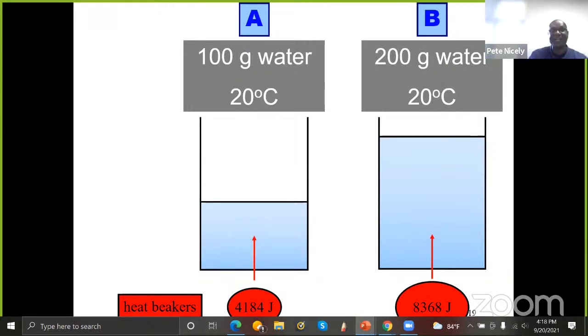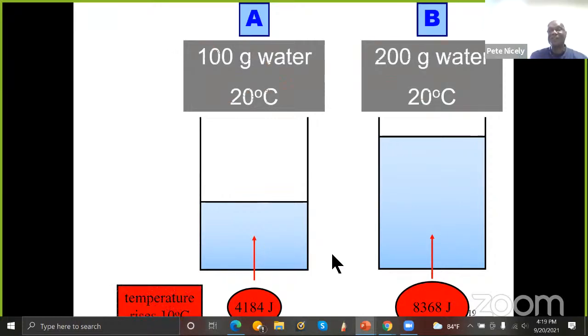In this case, we apply 4,184 joules of heat to the 100 grams of water, and we apply 8,368 joules of heat to the 200 grams of water. Now, if you compare these two, you'll notice that this amount of heat, the 8,368, is actually twice that of the 4,184 joules, right? So the amount of heat applied here is greater than the amount of heat applied in the case of the 100 grams of water.